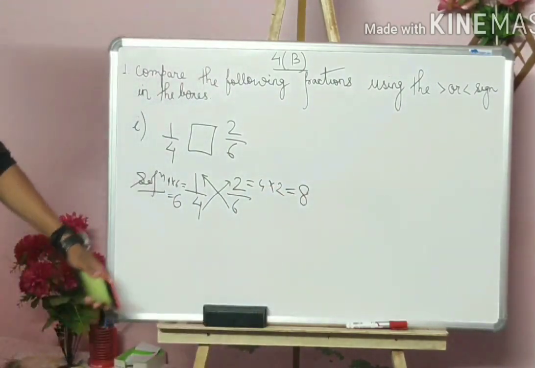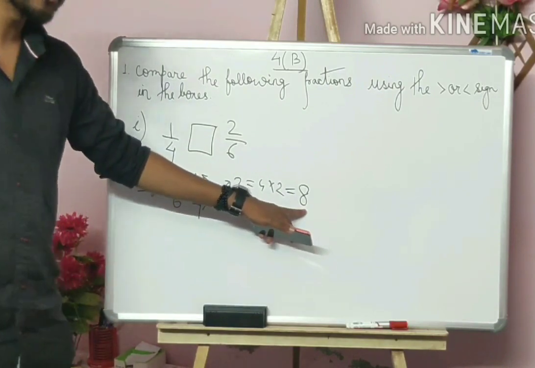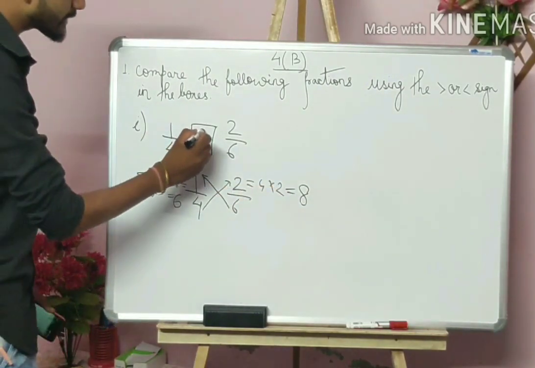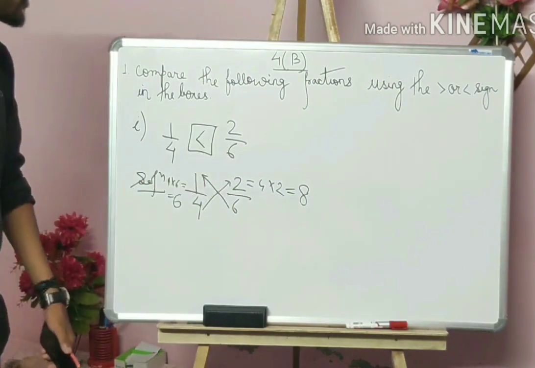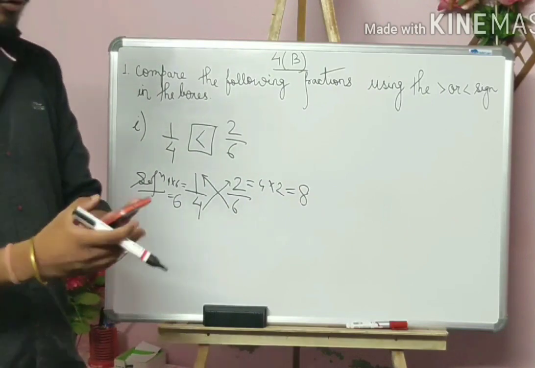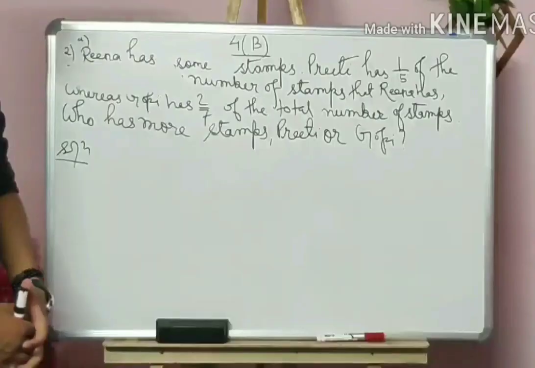So just imagine which one is greater, 6 or 8? 8 is greater, obviously. So 8 came for which fraction? 2 by 6. That means 2 by 6 is greater than 1 by 4. So I think you have got the idea of question number 1. Now we are going to do question number 2. So copy the first question of question number 2.